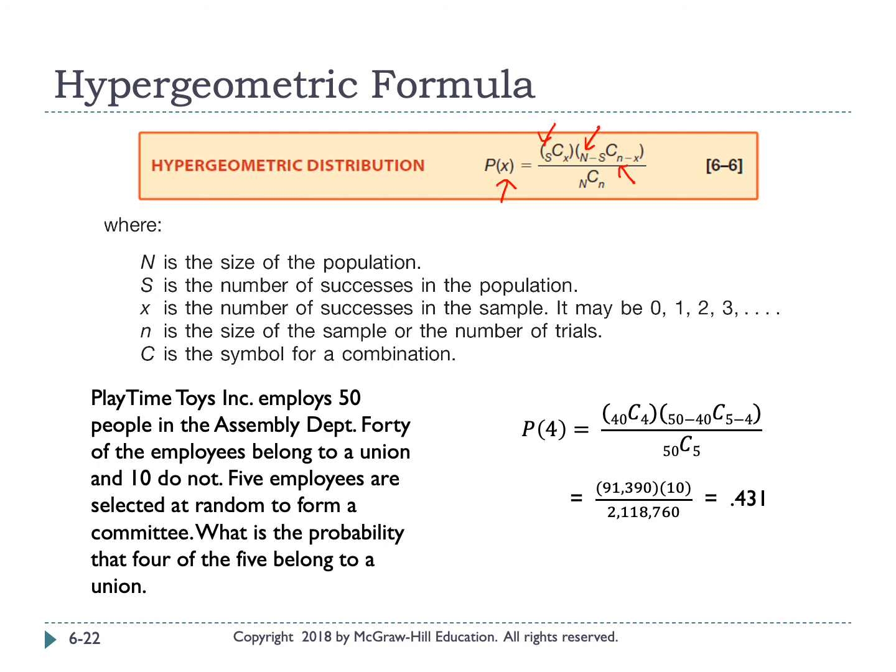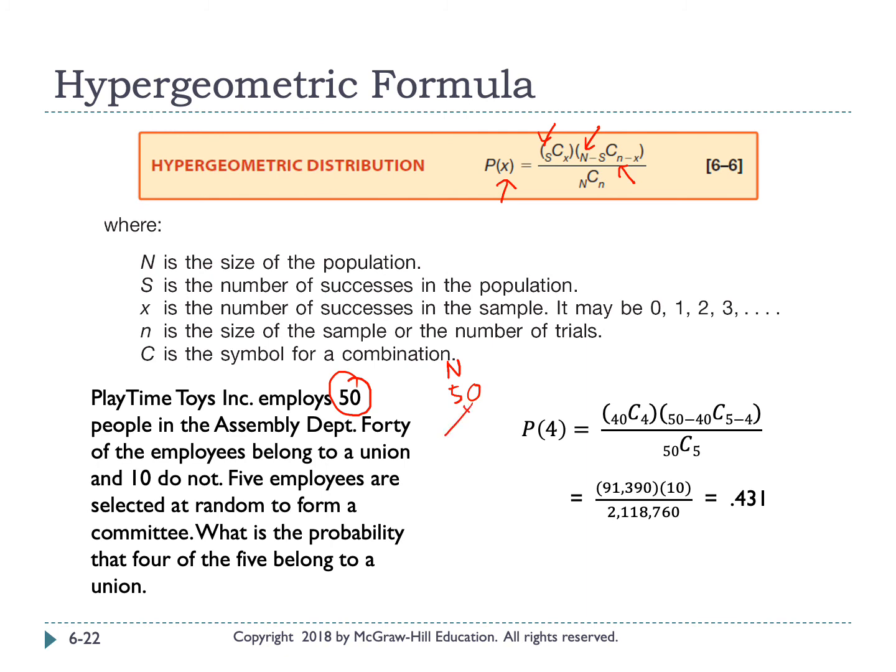Play Times Toys Incorporated employs 50 people in the assembly department. So you have 50 people here, and your capital N, your population, is 50. Such a very small population. 40 of the employees belong to a union and 10 do not.